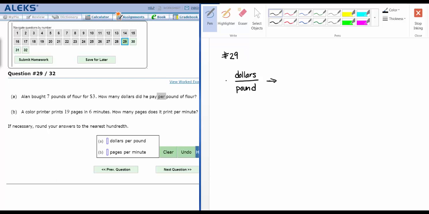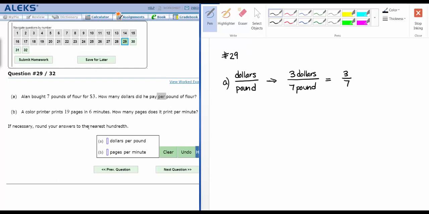Okay, so if we take a look at our first part, it says Alan bought 7 pounds for $3. So we want $3 per 7 pounds. So that's the fraction that we're going to be looking at. So let's neglect the units because we already know that the units are dollars per pound. So we simply have the fraction 3/7.